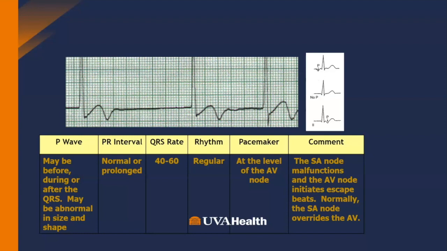Because it's traveling in a different direction, it is retrograde and has a negative deflection here, as opposed to having a positive deflection as normal. No P wave, as is also seen in this rhythm tracing, because the atrium isn't firing at all. Everything is coming from the junction. And then there are times when the P wave fires after the QRS complex. So you have this firing, again, retrograde conduction happening here.